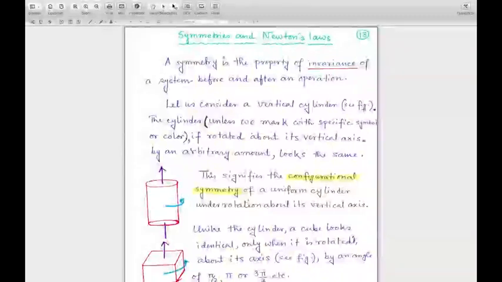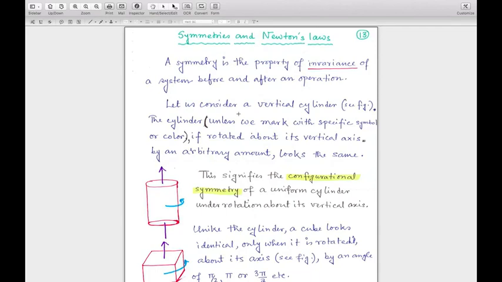And welcome to the second lecture of Physics 401A. The topic of discussion for this lecture is the symmetries and Newton's laws. First, we have to understand what symmetry is. A symmetry is the property of invariance of a system before and after a certain operation.